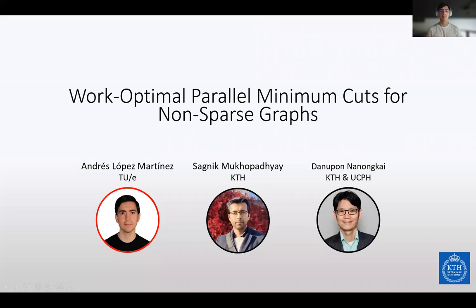Hello everyone. Today I'm going to talk about efficiently solving a fundamental graph problem, the minimum cut problem, in the PRAM model of parallel computation. This is a joint work with Sagnik Mukhopadhyay and Danupon Nanongkai at KTH Stockholm.